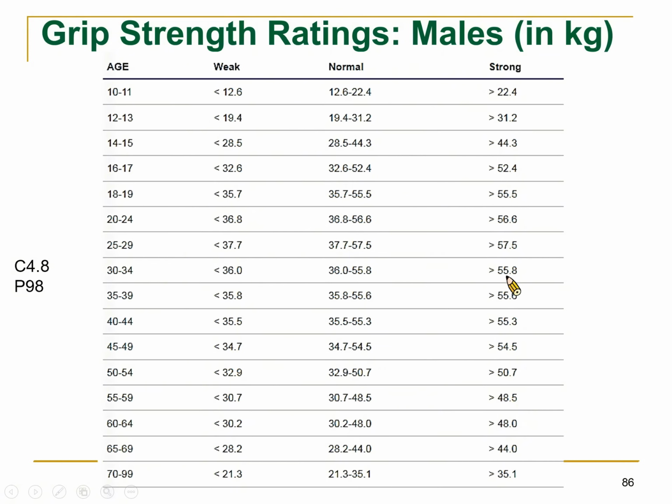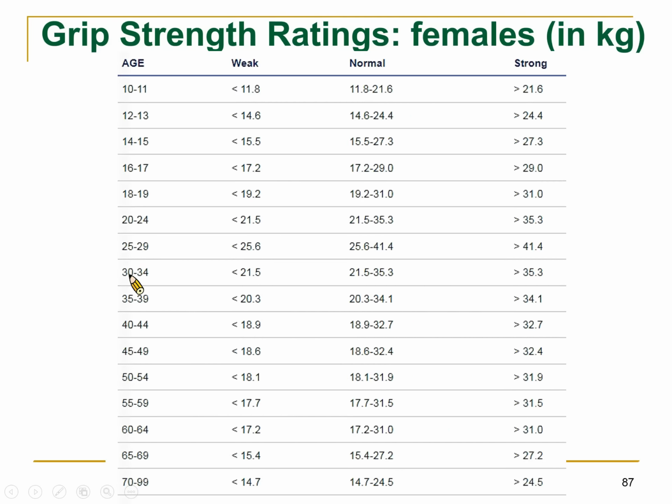If you are over 55.8, you are strong. But if you are less than 36, it's weak. Okay, this is for the males. And this one is for the female. For example, if you are 31, then your grasping power as a female is around 21.5 to 35.3. If you are less than 21.5, then your grasping power is not strong enough.